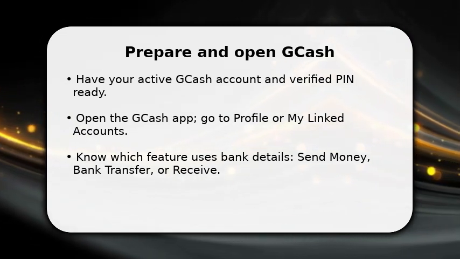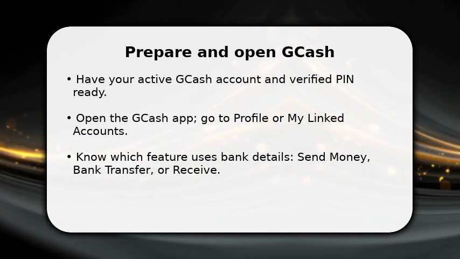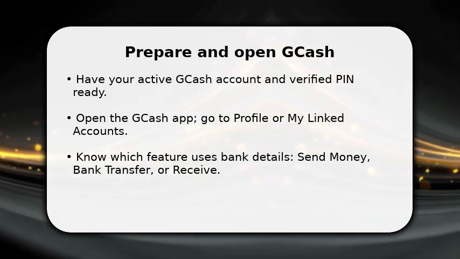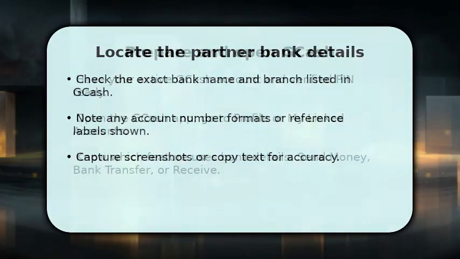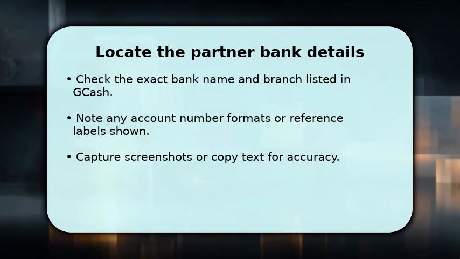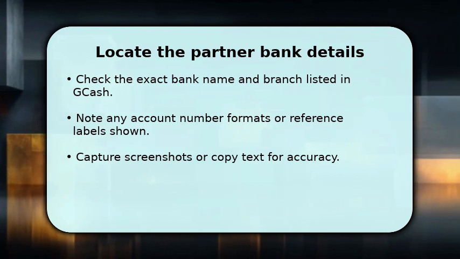So, look for bank transfer, send money to bank, or receive options. These screens reveal the bank name and any bank details you can use to look up a SWIFT code. Next, find the partner bank information shown in the app. Read the bank name and any listed branch or city, because SWIFT codes are sometimes branch-specific.